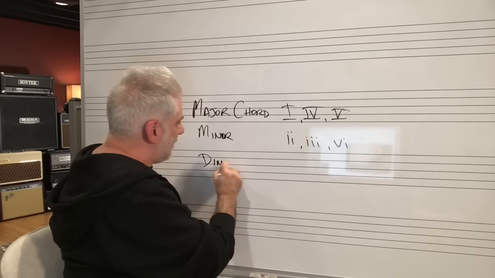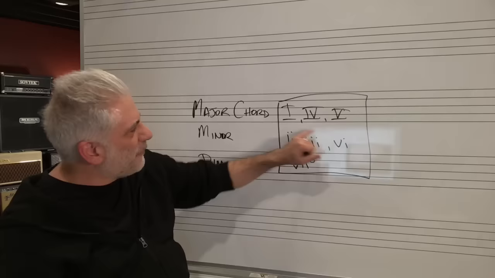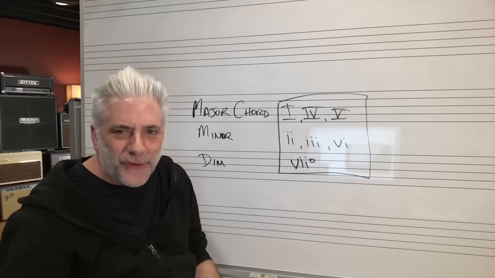As soon as I saw him do that, I was like, oh wow, it's that easy? 1, 4, 5, 2, 3, 6, and then 7. Piece of cake, right? I never forgot it. All I needed to do was see it one time, and I had it.